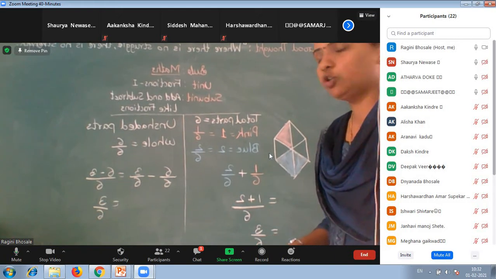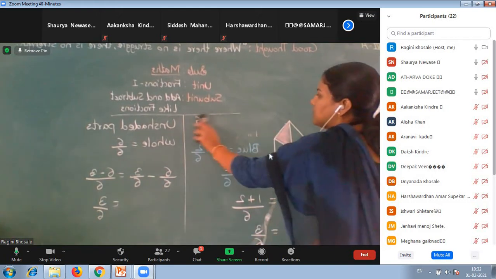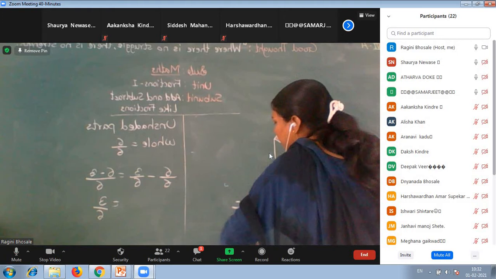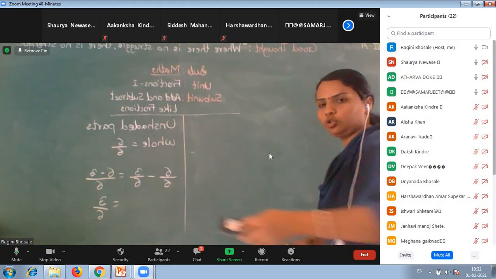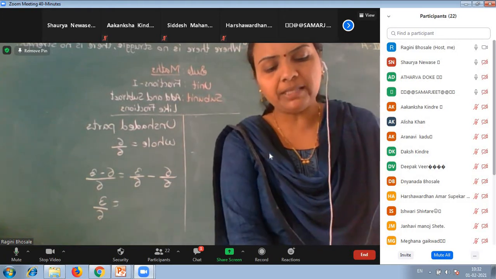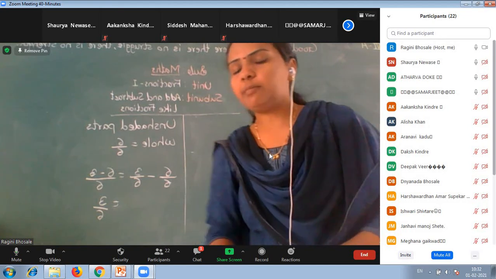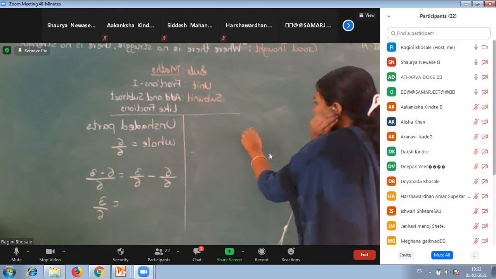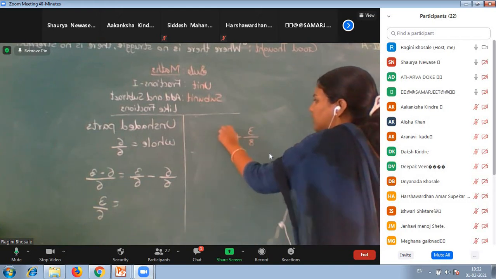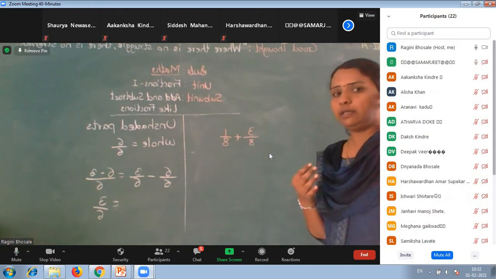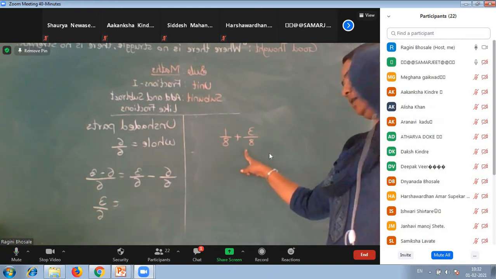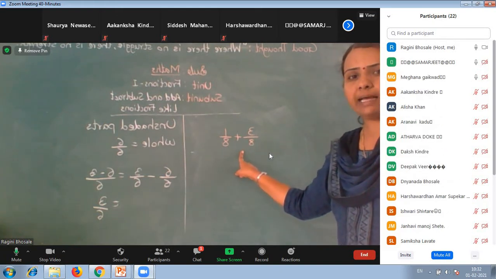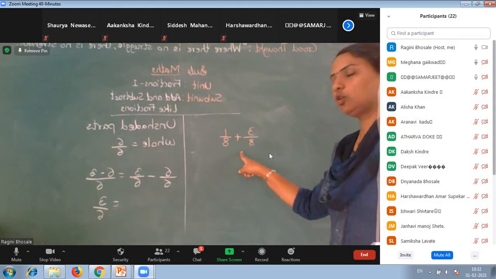Now let's solve some more examples. I will write some examples on the board and you are going to give me the answer. Now my first question is about addition. So my first question is 3 upon 8 plus 1 upon 8. What will be the answer? 4 upon 8. Very good.